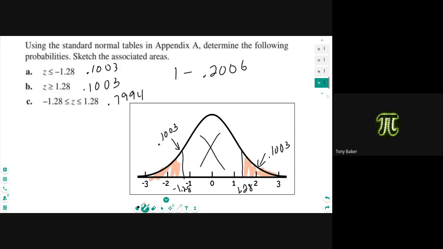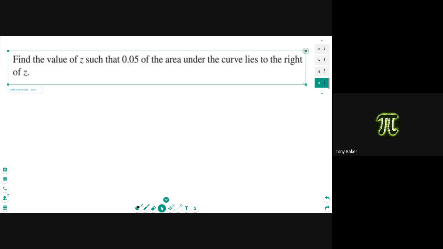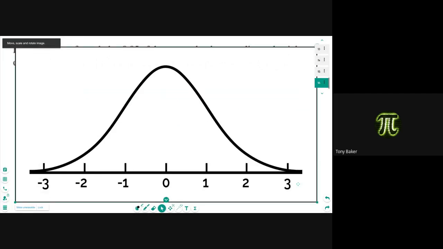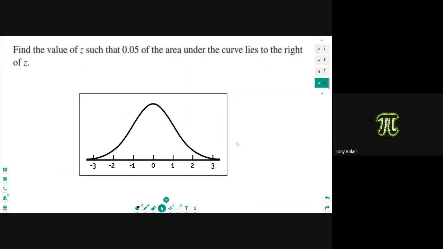All right, 2 more problems. All right, so this one says find the z-value such that 0.05 of the area under the curve lies to the right of z. So what side's the right? Is over here, right? This side's the right. So I'm looking for some number over here where that is going to be 0.05.